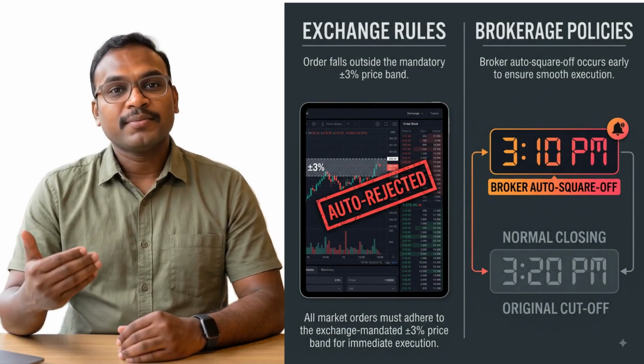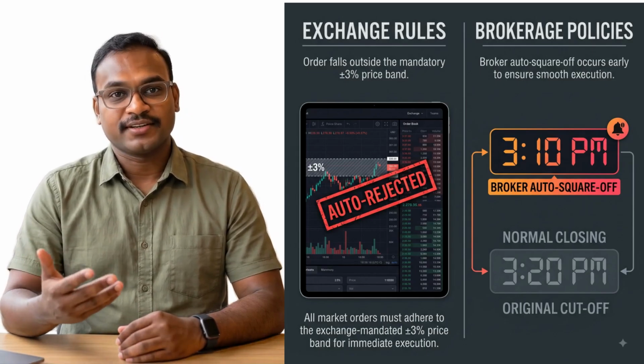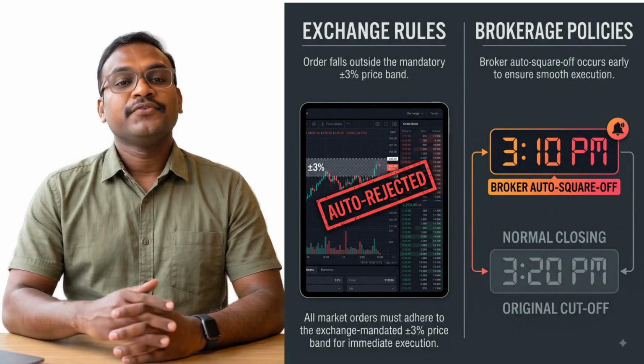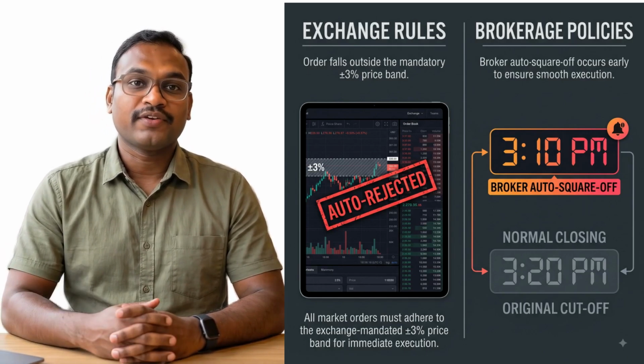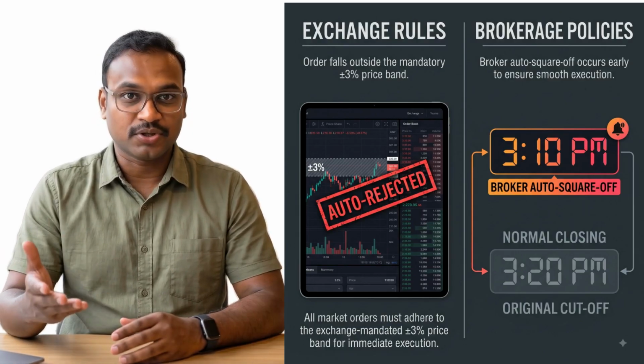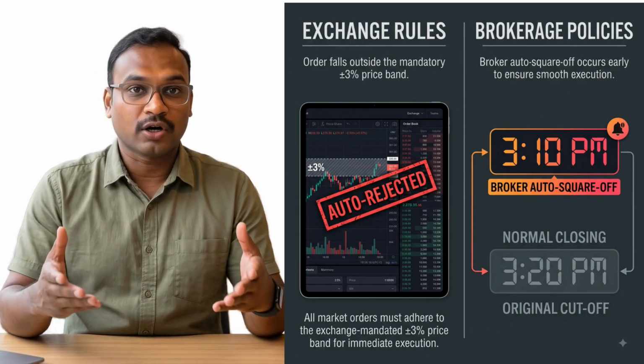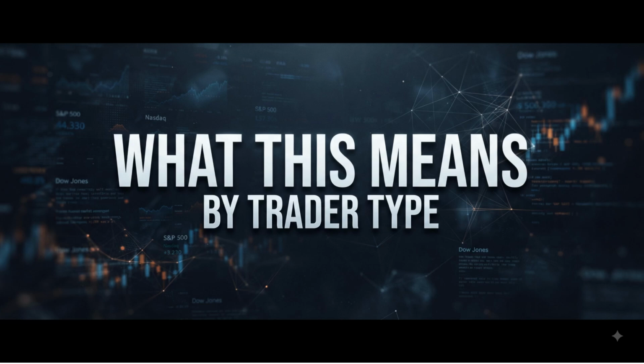Orders outside the plus or minus 3% band get auto rejected, not queued. And if you use intraday products like MIS, brokers have moved auto square off times earlier for CAS eligible stocks. Don't assume your old cutoff still applies. Intraday and F&O traders: your effective last chance to act on continuous orders is now 3:15 pm, not 3:30. Plan exits earlier and don't rely on stop losses to carry you through the close.